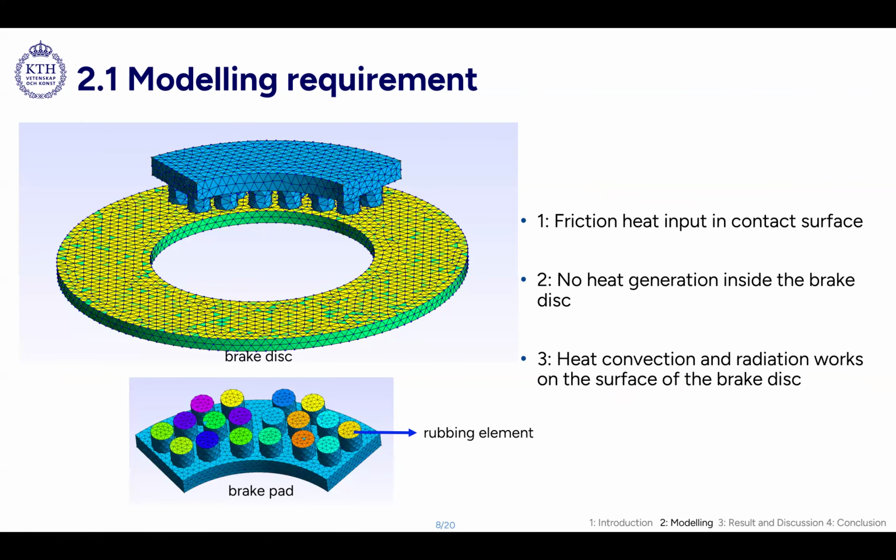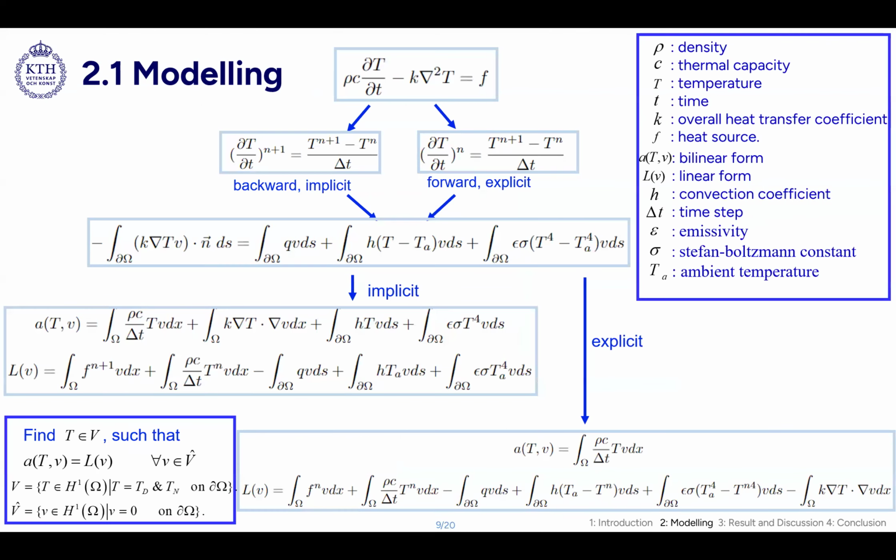Then we go to the method part. This is the 3D transient simulation. All the friction heat is generated from the contact surface of the rubbing element and the surface of the brake disc. When they contact each other, it generates friction heat. We also consider radiation and convection. Then this is the modeling part.